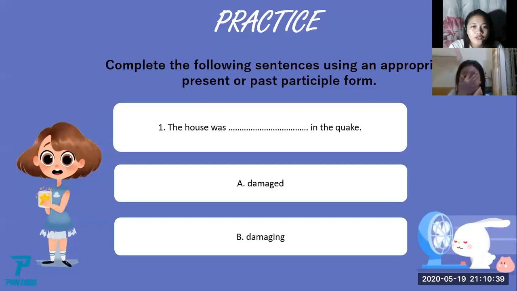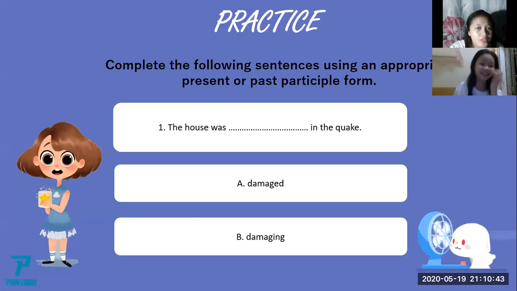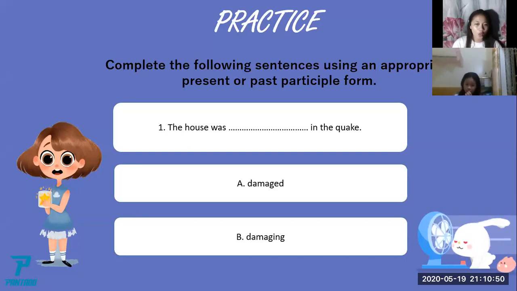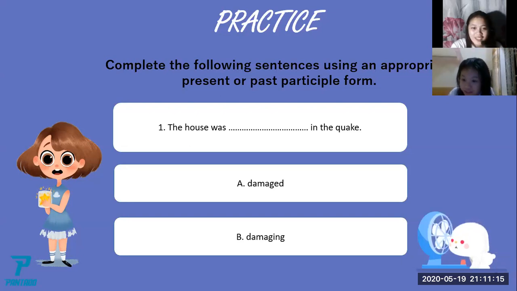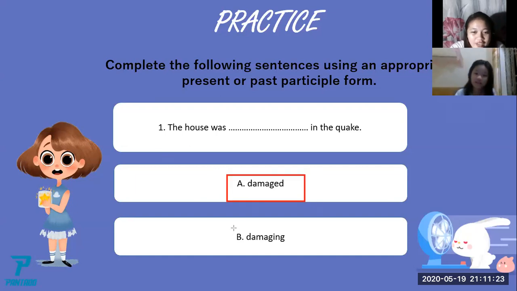Okay, complete the following sentences using an appropriate present or past participle form. Number one, there was a blank in the quake. The house was damaged in the quake. Again, what's the answer? That is damaged or damaging. Okay. So your answer is letter A.